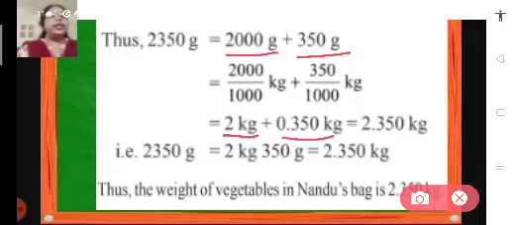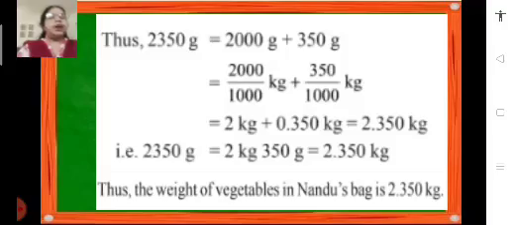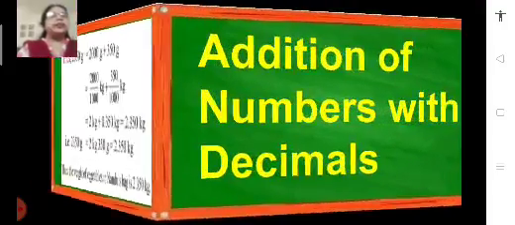Now adding these two, we get 2.350 kilograms. So 2350 grams is equal to 2 kilograms 350 grams or 2.350 kilograms. So the total weight of the vegetables in Nandu's bag is 2.350 kilograms.